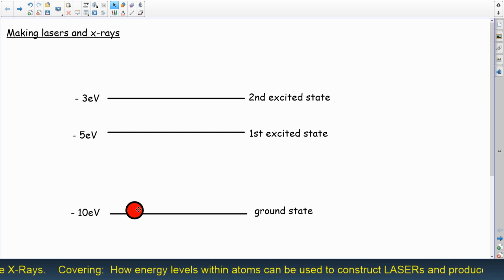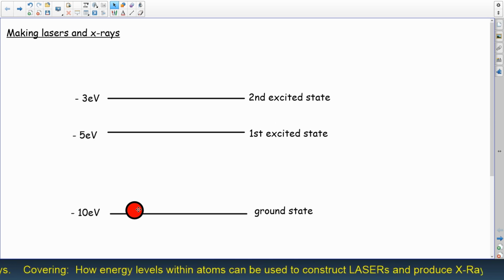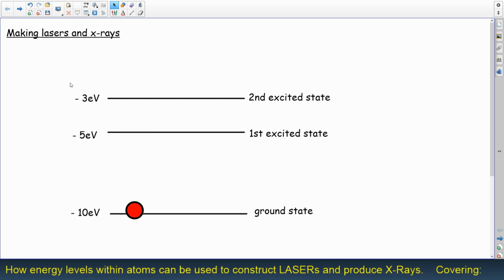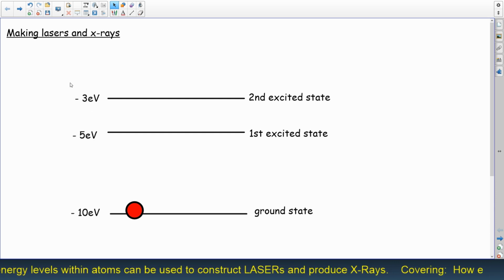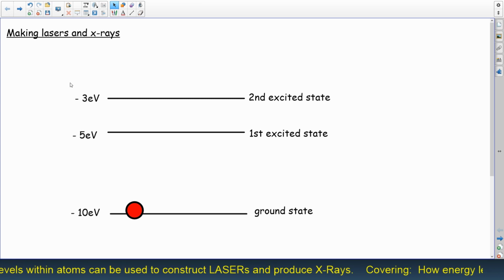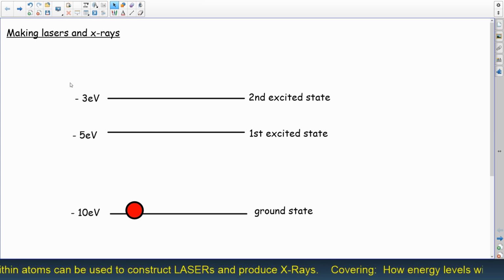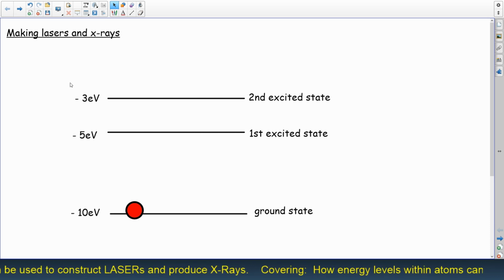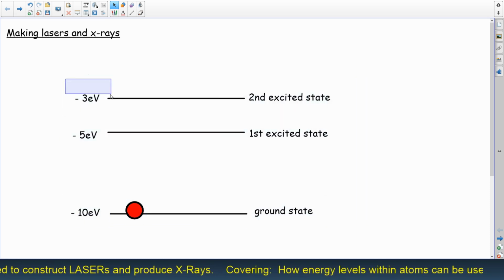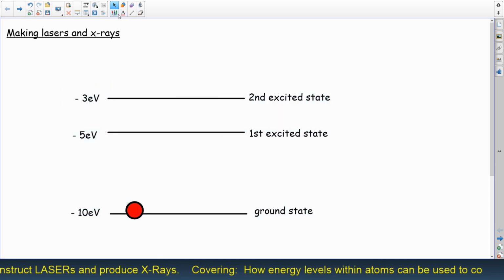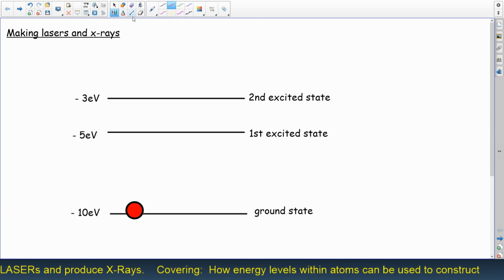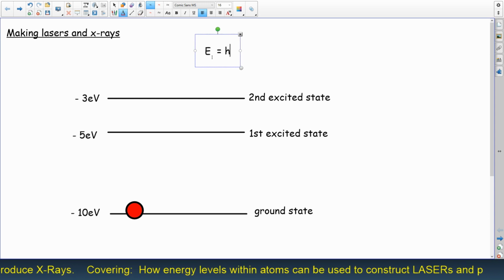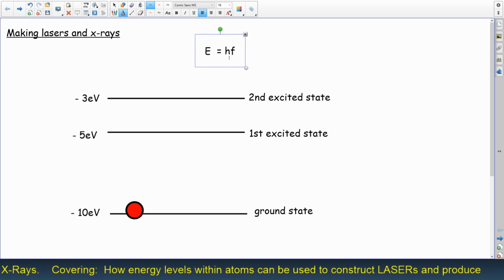Is that all right? So what we want to do is make a laser. A laser is very simply very, very concentrated light of a particular frequency. Rather than, say, white light, where you've got an entire range of frequencies across the visible spectrum, laser light is very specifically one frequency. And since it's one frequency, E equals hf is our equation for the energy of a photon.